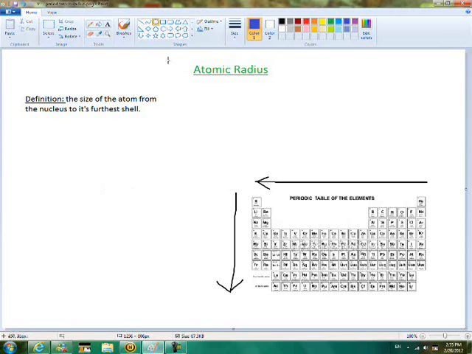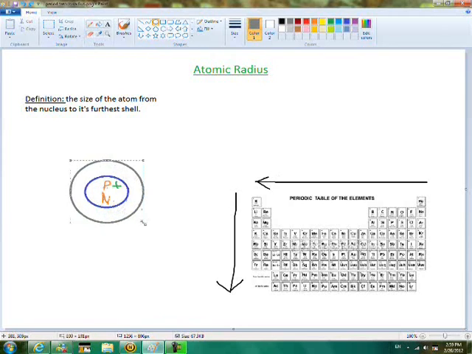I'll show you what I mean with the diagram now. Okay, this is the nucleus, and it has neutrons and protons in it. The overall charge of a proton is positive, and a neutron is just neutral. So the overall charge of the nucleus is positive now. And let's see how this can make the atomic radius bigger or smaller.